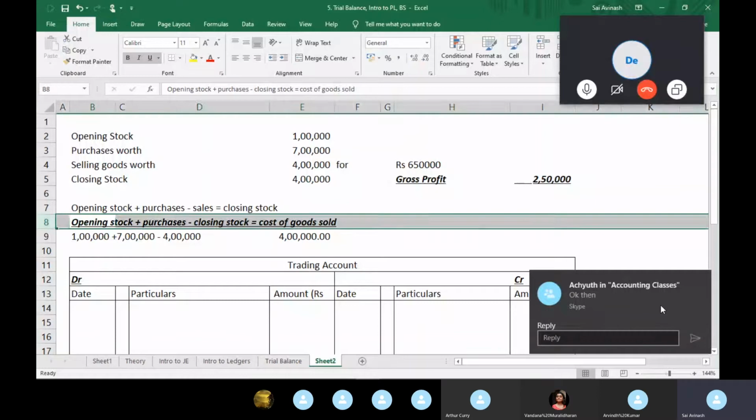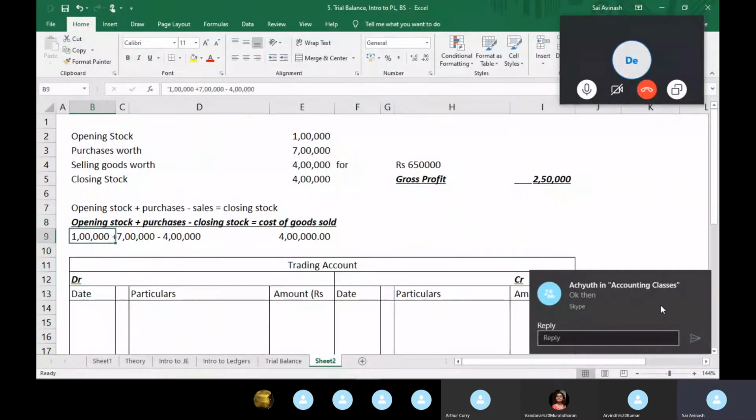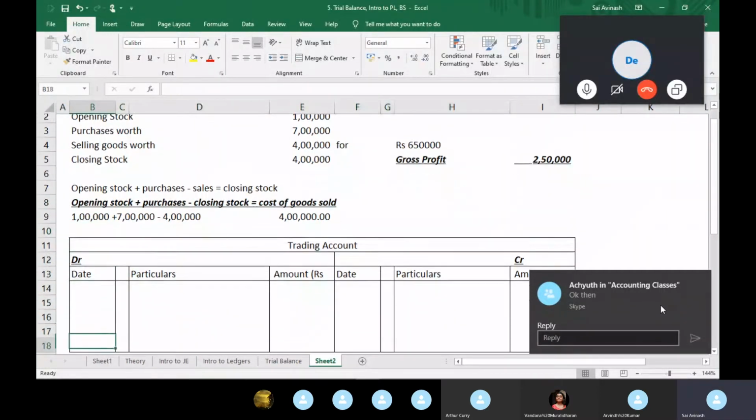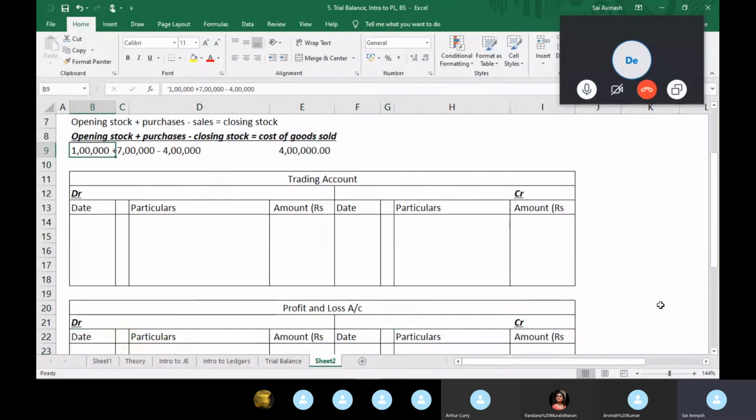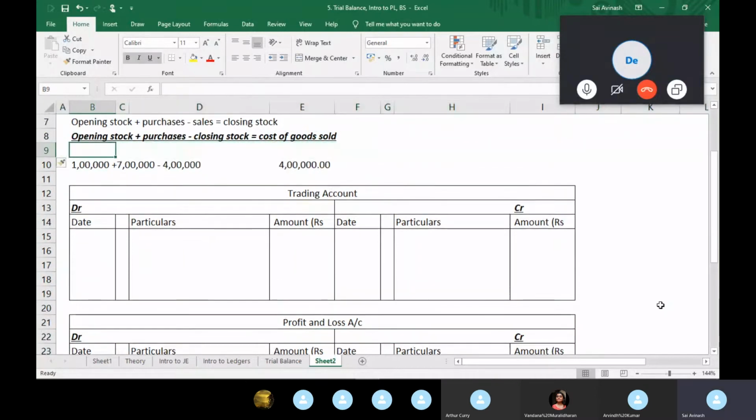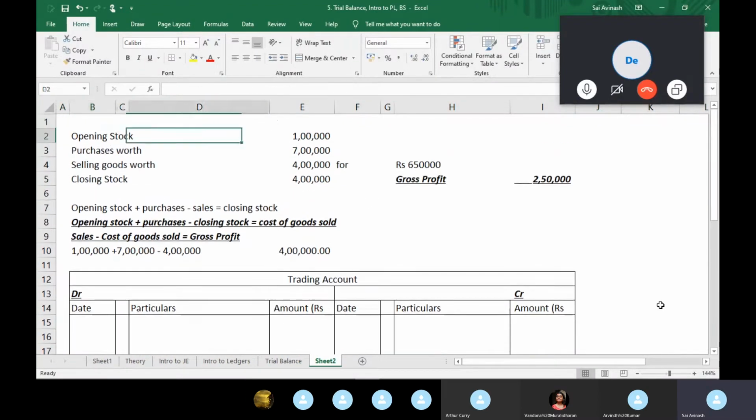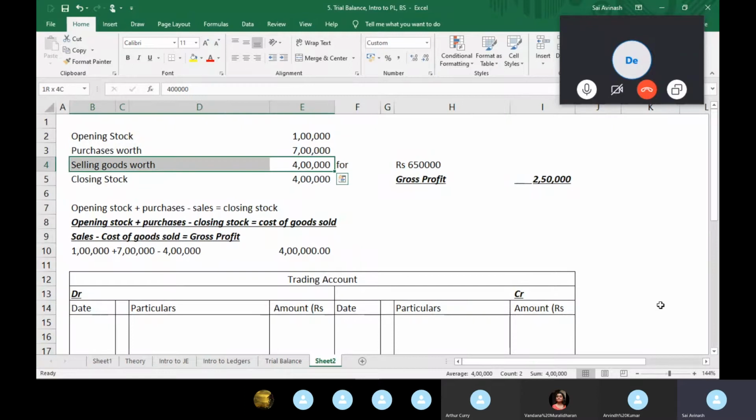So this is what I'm talking about. Don't worry, right? If you understand this equation, we are gold. And what did we understand? Sales minus cost of goods sold is equal to gross profit. That's what we've done here. We figured out that sales is 6 lakh 50, cost of goods sold is 4 lakh. The cost of the goods I'm selling is 4 lakh. So the gross profit is 2 lakh 50.